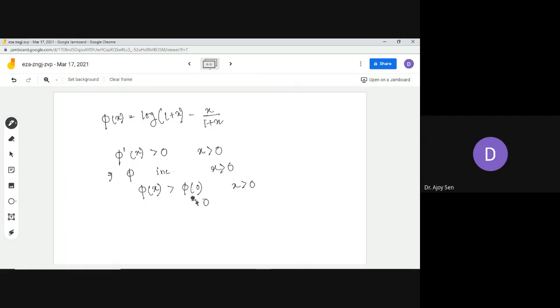So phi of x is greater than 0. Hence, one side of the inequality is already satisfied. You will now do the other side in a similar fashion.